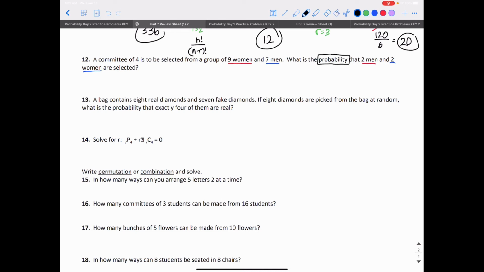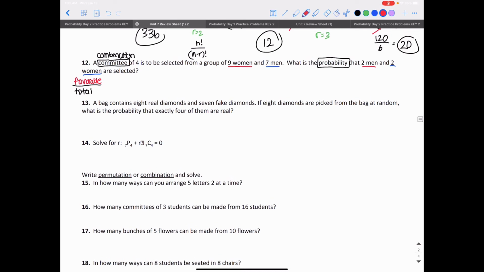For these problems, this is obviously a combination problem because I have the word committee, which means group, and order doesn't matter. I know I'm doing the favorable outcomes over the total outcomes. Favorable is going to be the specific.